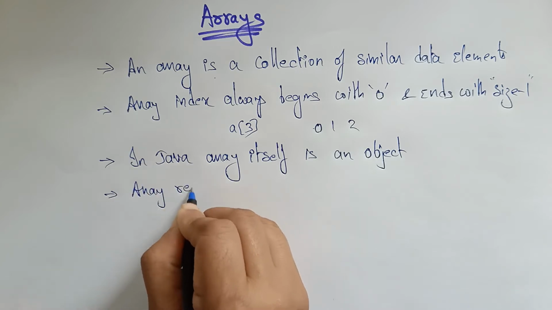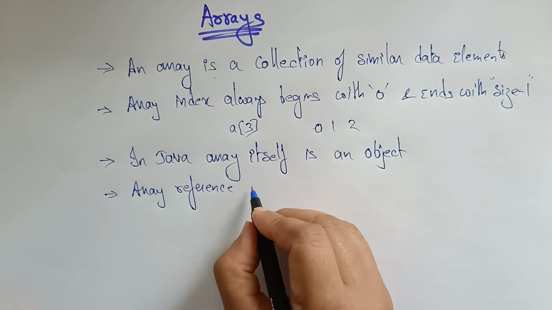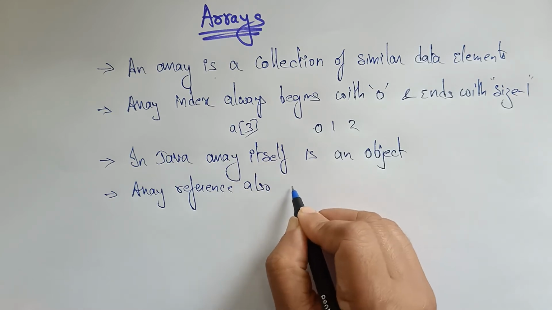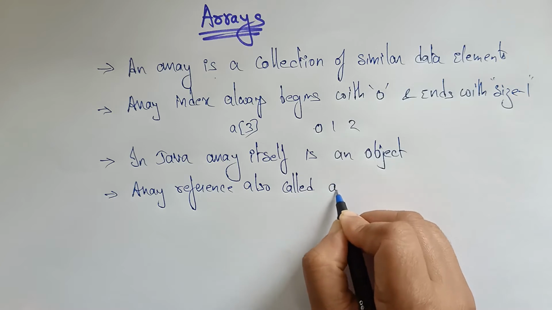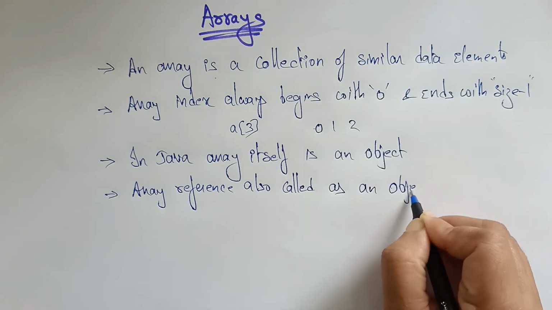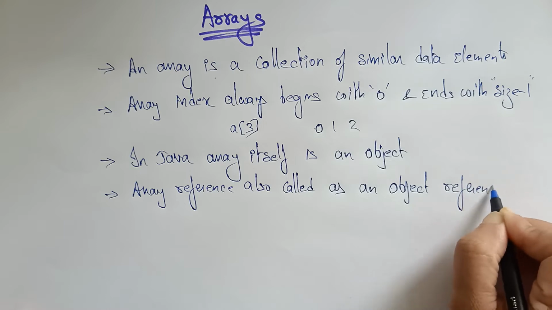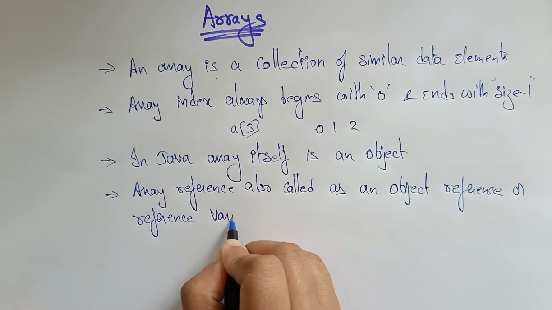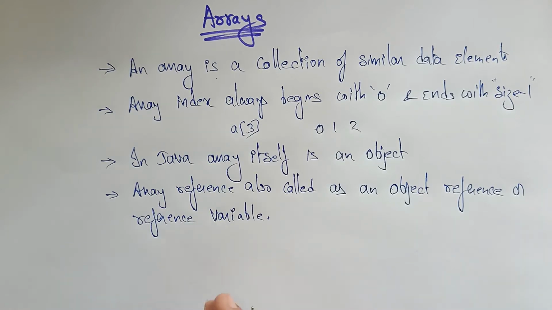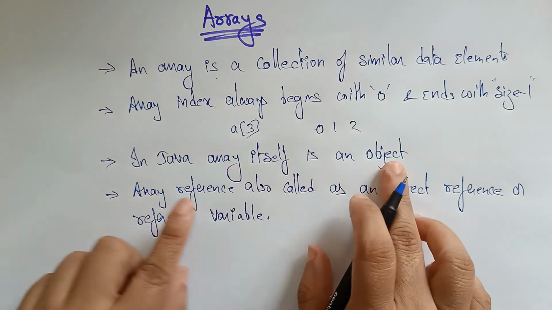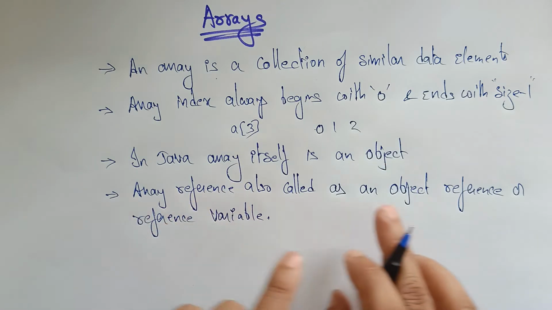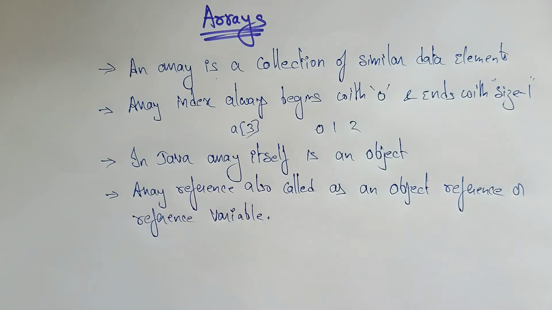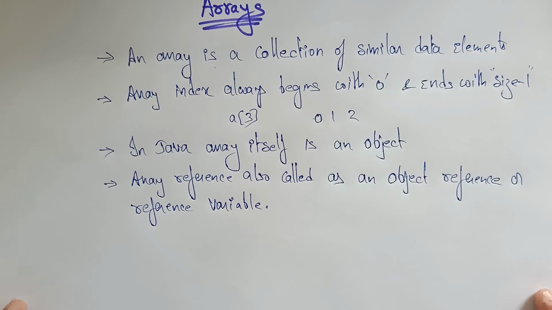Array reference. First let me write the points, later I will explain the concept. Array reference is also called an object reference, or we also call it a reference variable. So the array itself we call an object. Then the array reference we also call an object reference. Array is an object, and array reference is an object reference, or sometimes we call it a reference variable also.